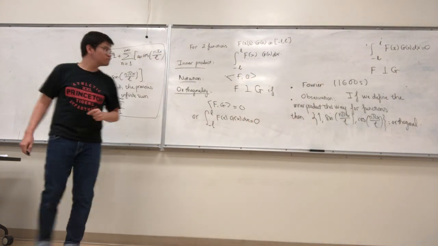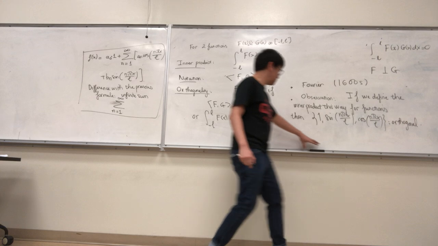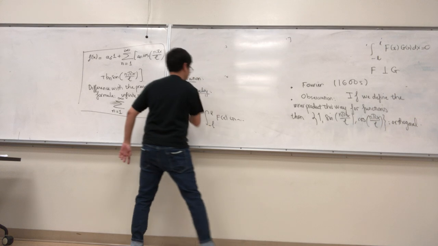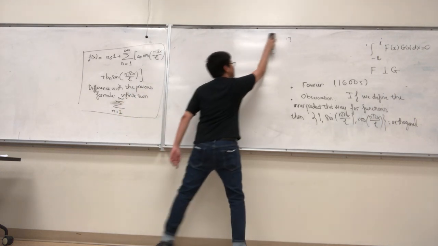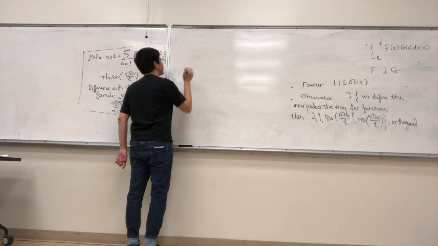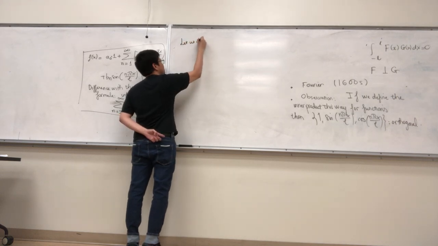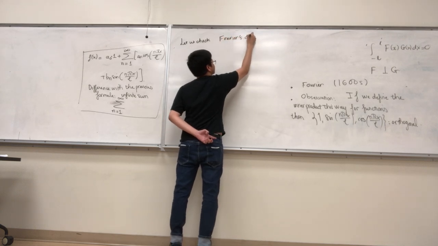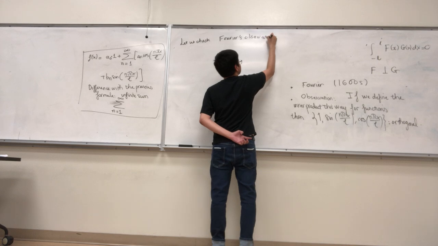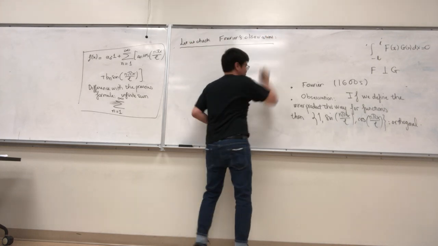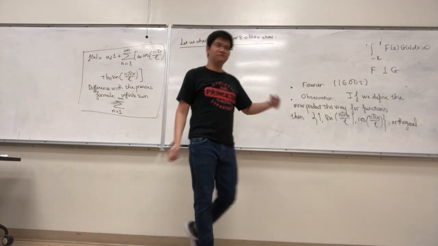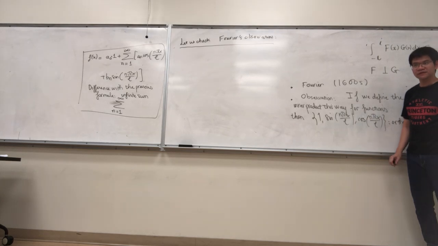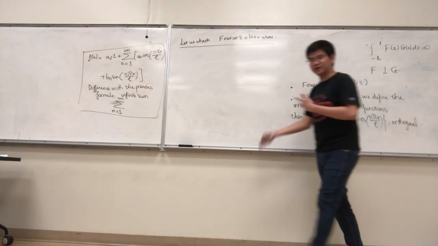So let us check to see if he's correct or not. Let us check Fourier's observation. This is what he claimed: if you define the inner product this way, then all of those functions are orthogonal. This is his claim, so let us check his claim.